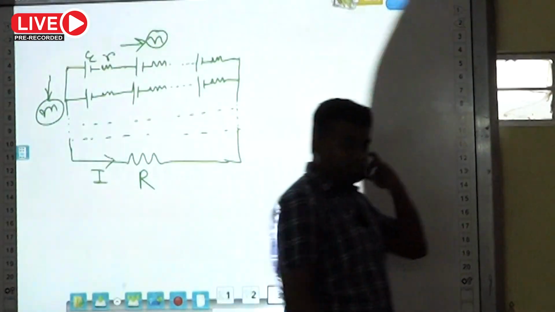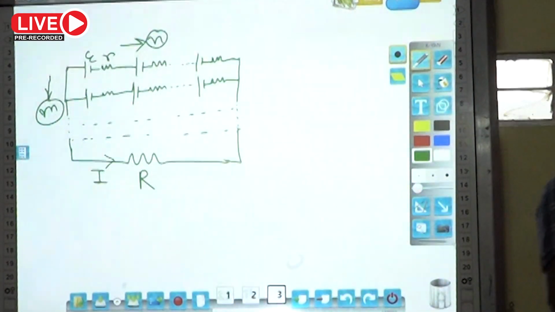Now, this one is called the mixed combination of the cells. So what is given? There are many identical cells, each having EMF E and internal resistance small r.